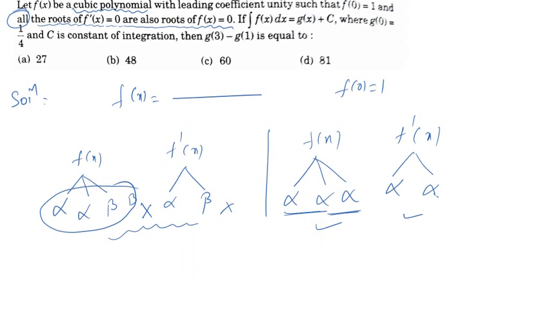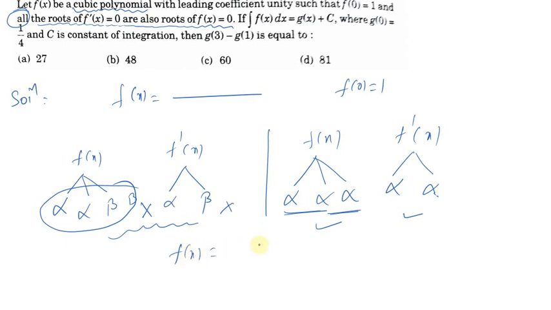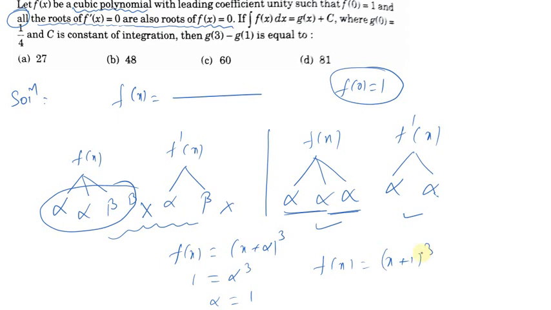So according to this discussion, you have to expect f of x equals x plus alpha whole cube. The highest degree coefficient is 1, so that's why I'm taking the x coefficient as 1 only. Now according to this statement, f of 0 equals 1. So if I substitute x equals 0 in f of x, you're getting like this. So alpha equals 1. So what you are getting? F of x equals x plus 1 whole cube. So you got f of x equals.